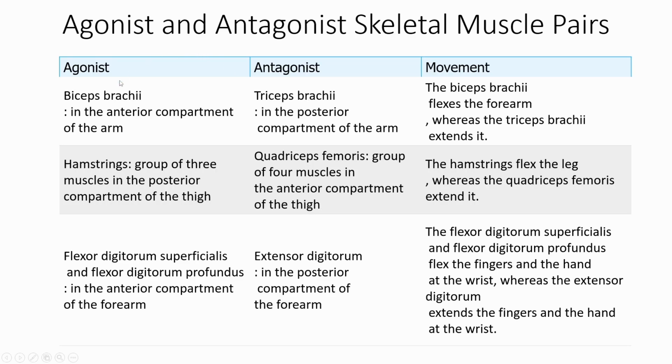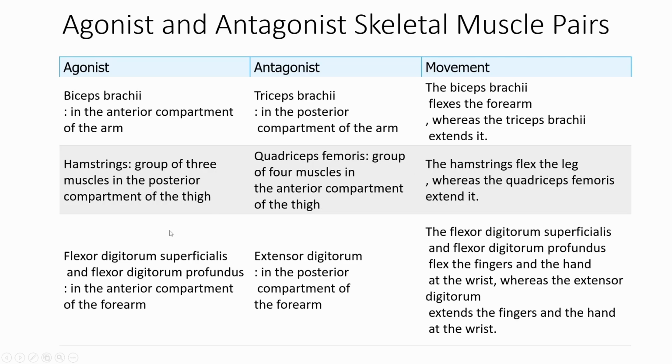So that's the one we already talked about, but there's a couple others, like the hamstrings. This is 3 muscles in the back of the thigh. They're going to help bend your leg at the knee. The quadriceps femoris, which are 4 muscles found in the front of the thigh, are going to help extend your leg at the knee. So we see the agonist and antagonist relationship: hamstrings flex at the knee, quadriceps extend it.